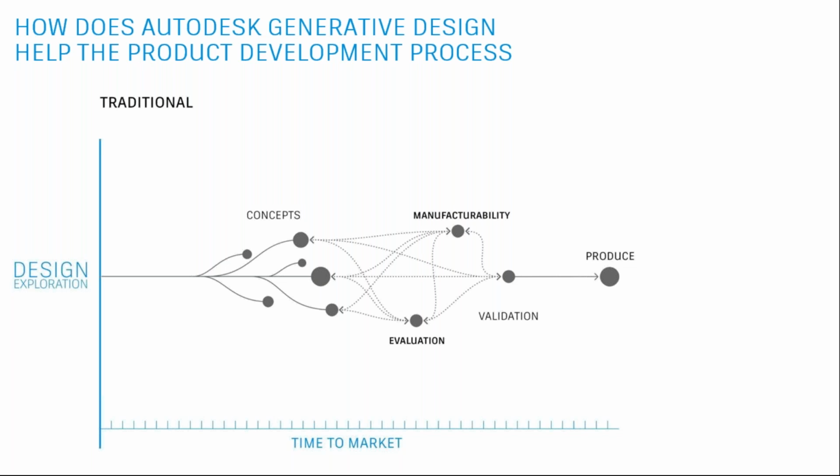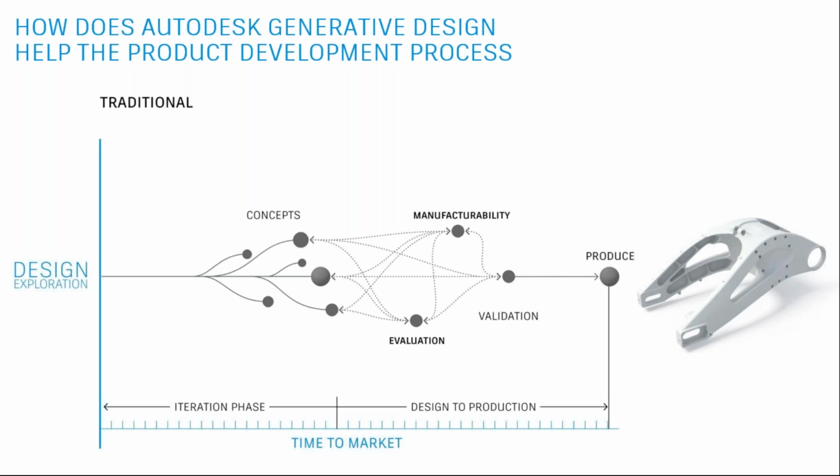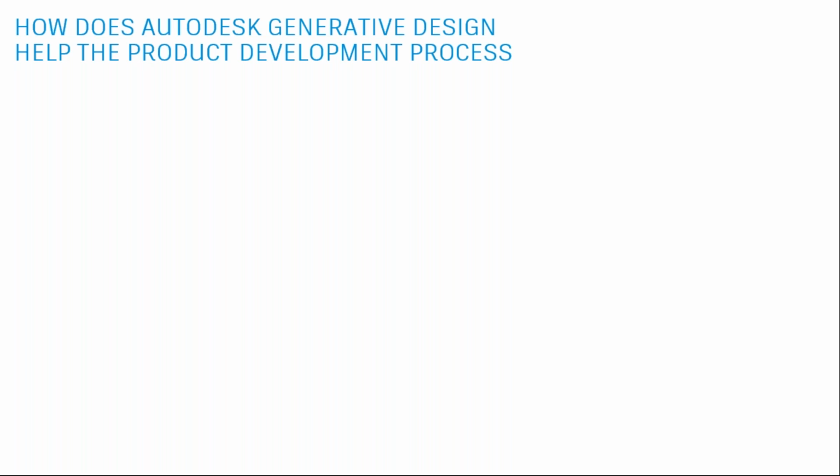And when you evaluate it, maybe it's difficult or expensive to manufacture. So you go back and you take a look at a different concept, and again, you go through this process until you get one that's manufacturable and will suit the conditions, and then ultimately you're going to produce that one design, right? So you have a fairly lengthy iteration phase, and you have a somewhat lengthy design to production phase. And that would be your classic, start to finish development process.